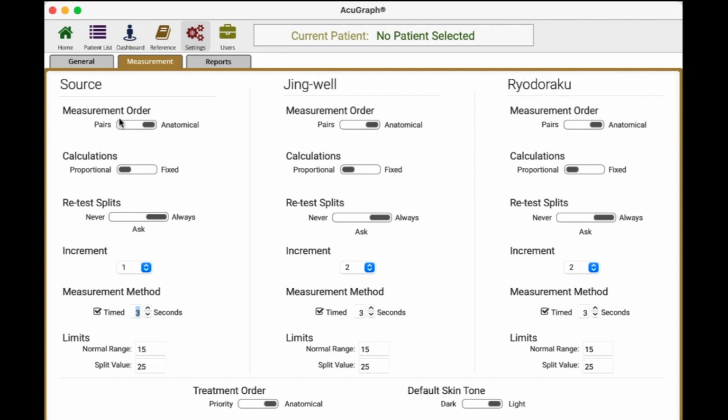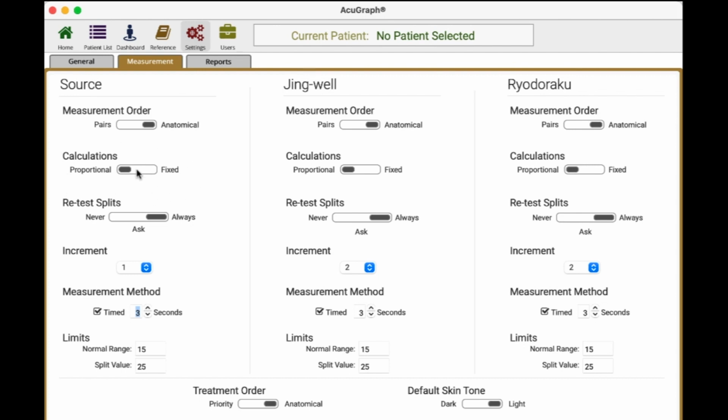First of all, measurement order, pairs versus anatomical. In pairs, you will measure the same point on both sides. So under source, you would go lung 9 on the left, lung 9 on the right, pericardium 7 on the left, pericardium 7 on the right, and so on. That would be the pairs. Anatomical means you would do the entire left hand: lung, pericardium, heart, small intestine, triple warmer, large intestine. You would do all 6 on one hand, and then all 6 on the other hand, and then one foot and the other foot. So that's the order. It's simply the order in which you measure the points.